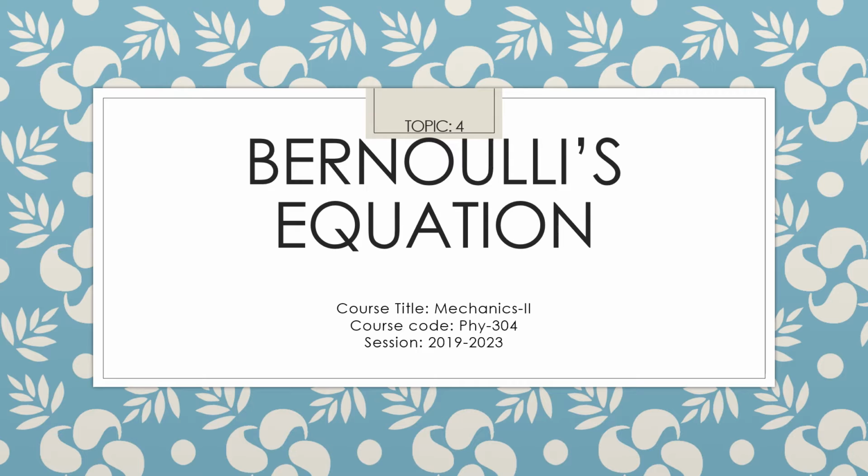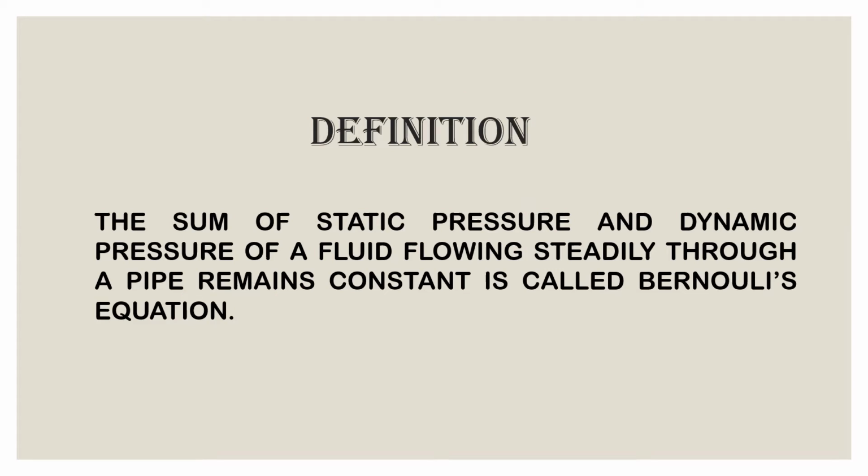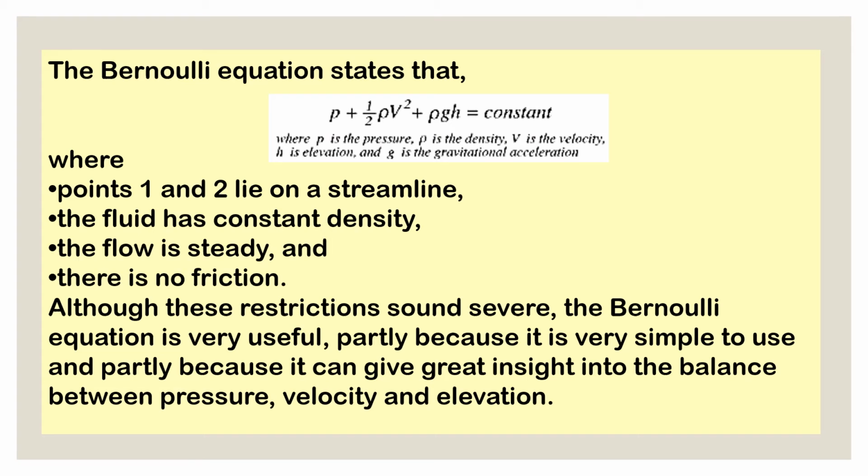Now we will discuss the definition. The sum of static pressure and dynamic pressure of a fluid flowing steadily through a pipe remains constant is called Bernoulli's equation. As you know the definition for the static pressure, that it is at rest, and dynamic pressure, you know that is the pressure in the motion. So both of the pressures exerted on the fluid remains constant flowing through the pipe is called the Bernoulli's equation.